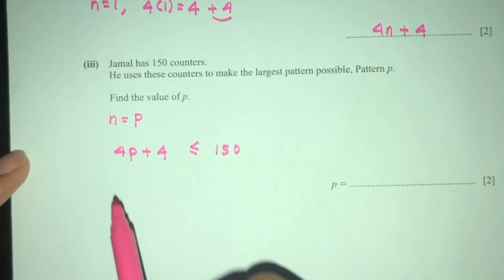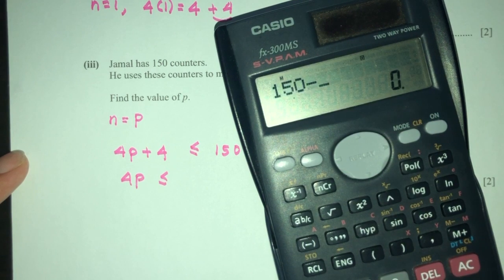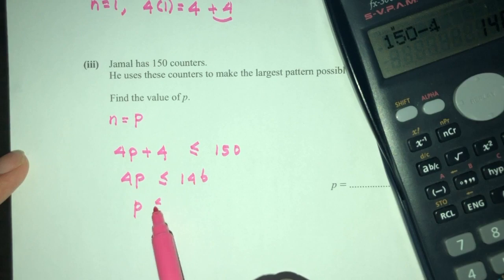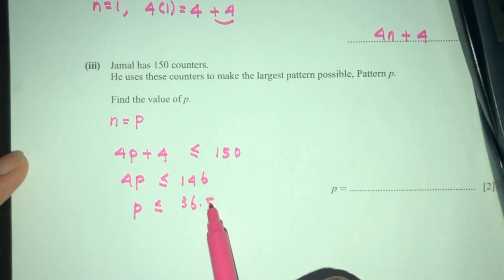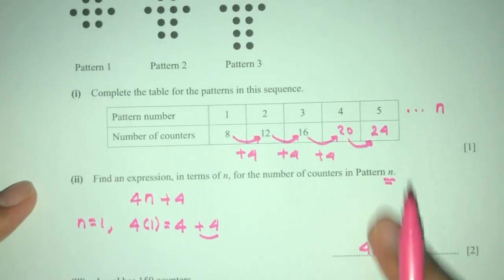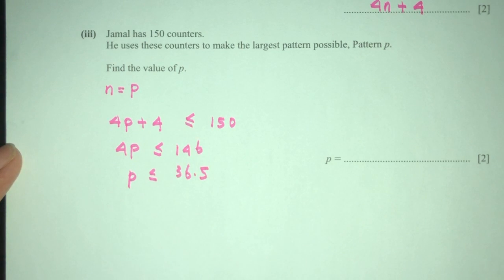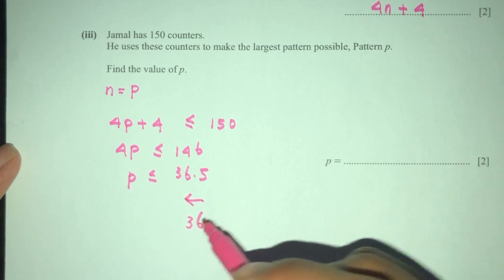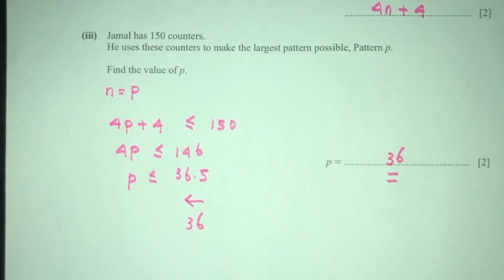Right? Now let's solve. We have 4p, that should be 150 minus 4, that should be 146. And divide by 4, let's see what happens. That will be 36.5. Again, since the pattern is a whole number, what is the closest number less than 36.5? So less than 36.5, the closest one will be 36. So this will be the maximum, the largest pattern p that he can form with this, 36.